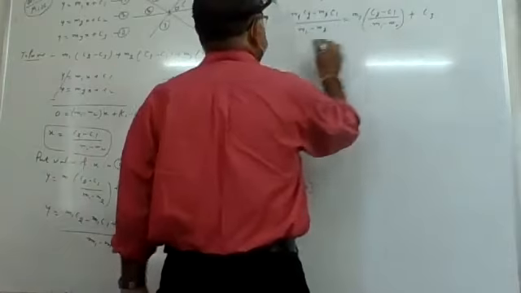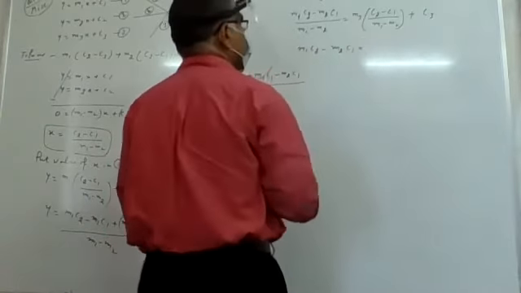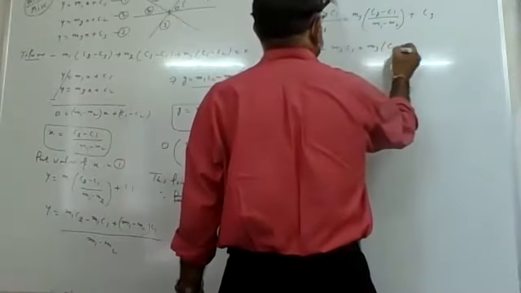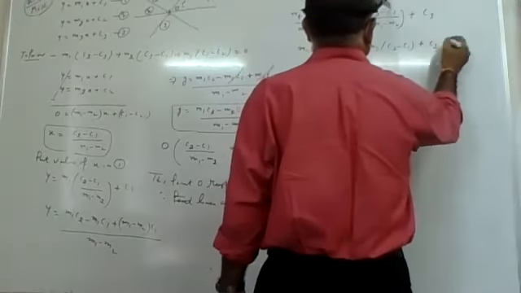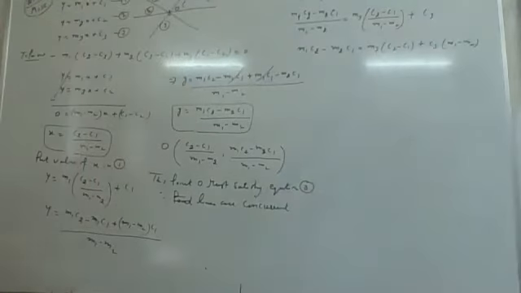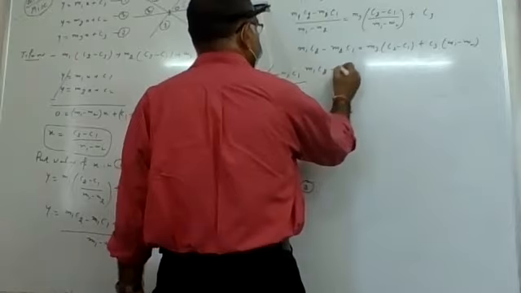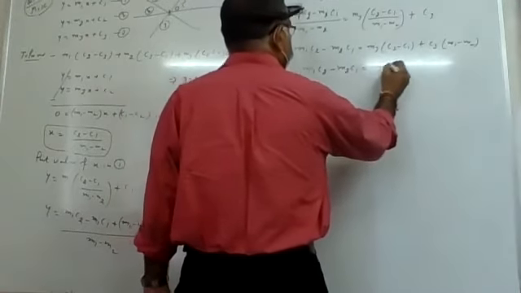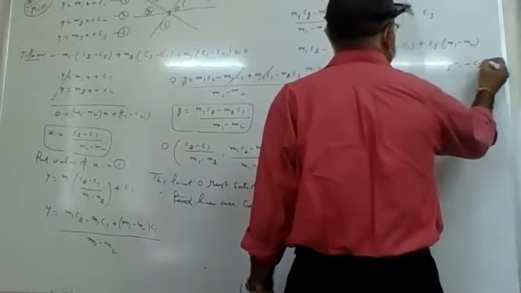So this is m1 c2 minus m2 c1, which is equal to m3 times (c2 minus c1) plus c3 times (m1 minus m2), because m1 minus m2 is taken as the LCM on both the sides. So this is equal to m3 c2 minus m3 c1 plus c3 m1 minus c3 m2.